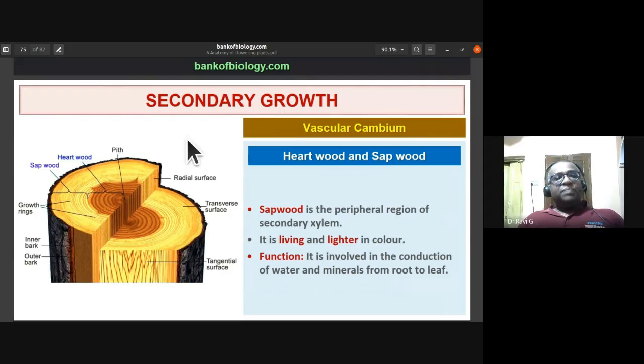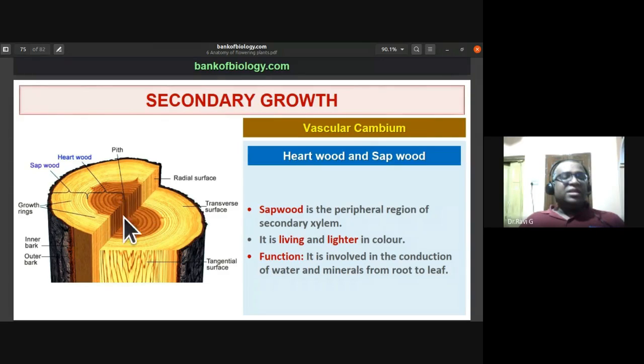Sapwood is the peripheral region of the secondary xylem. It is living and lighter in color. See, this part of the wood outside the heartwood, we call sapwood. Another name for sapwood is alburnum. Heartwood is at the center of the log of wood. It is the dead, non-functional secondary xylem, which has deposition of tannin and lignins.